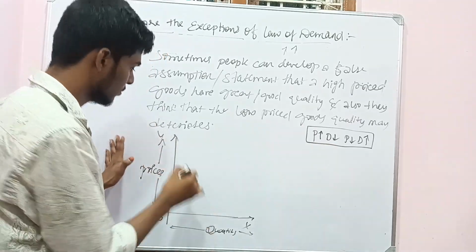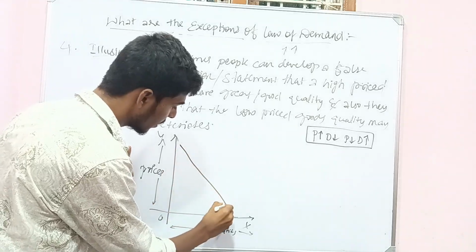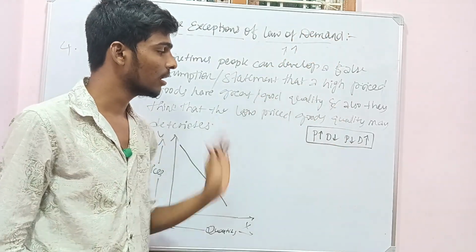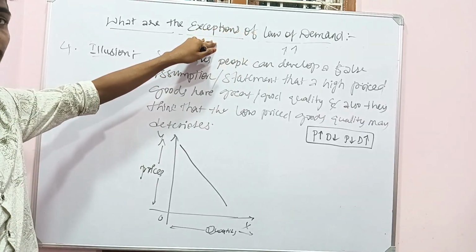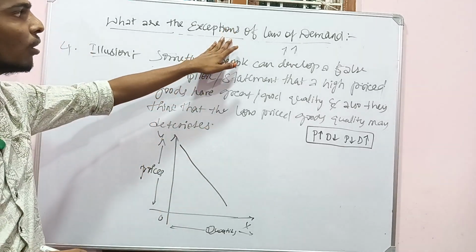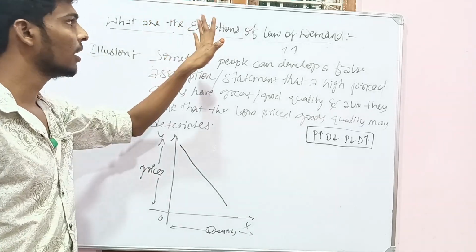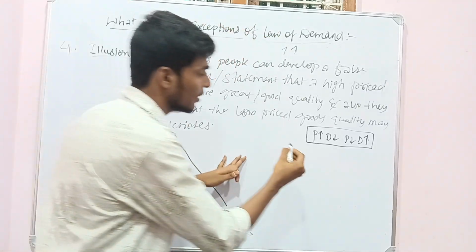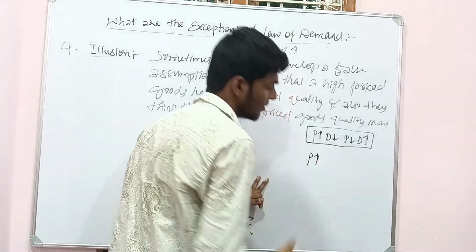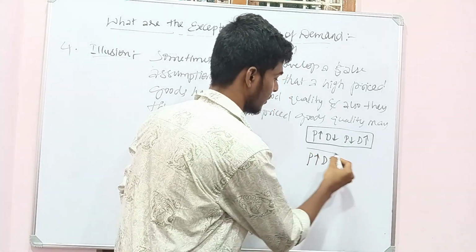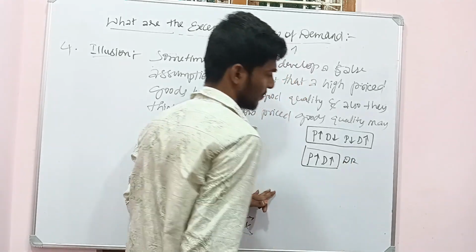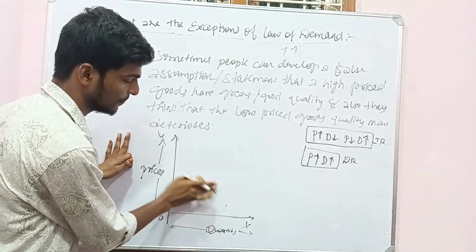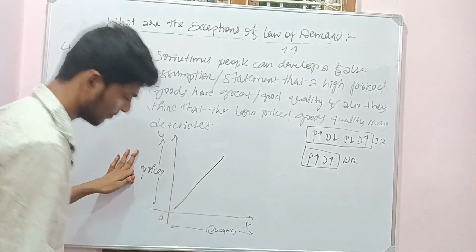Then the demand curve should be like this, sloping down from left to right in case of the law of demand. But in the exception of the law of demand, exception means, as I already told, something that cannot follow a rule or pattern. Here, in the exception, the rule is that if the price of the goods increases, the demand also increases. Therefore, there is a direct relationship, whereas normally it is an inverse relationship. In the exception, the demand curve should be like this.